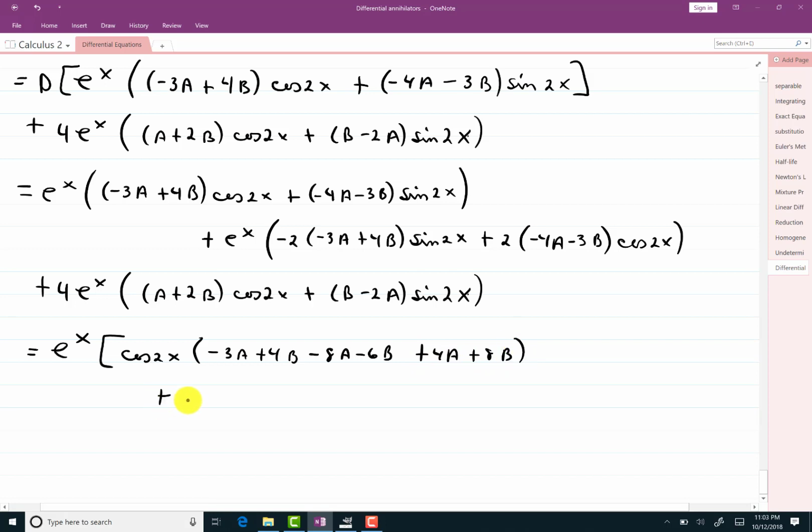And then we have the sine. Let's do the same thing. When all is said and done, I better see some symmetry here. Let's see what's attached to sine. I have negative 4a minus 3b. And then here I have 6a minus 8b. And then finally down here I have 4b minus 8a.